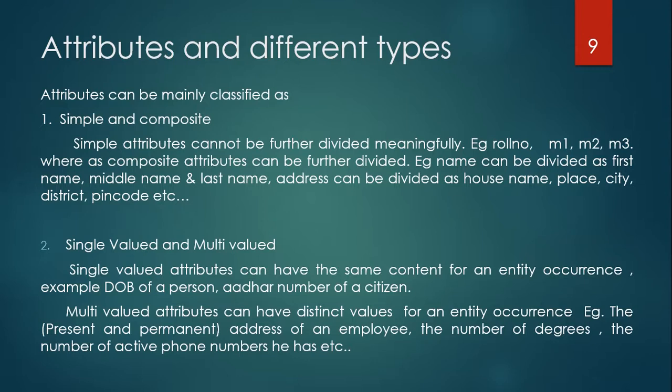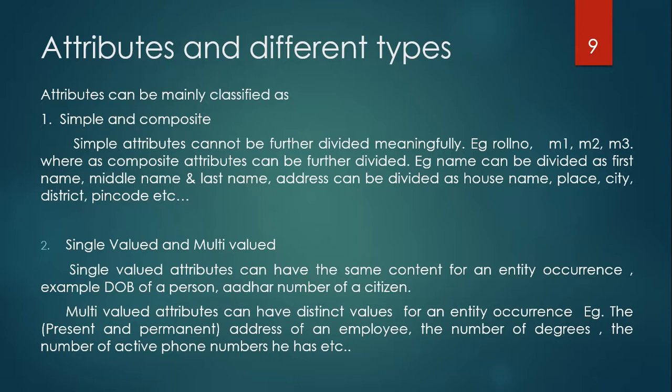Whereas composite attributes can be further divided. So the second type of attribute is composite, which can be divided. Example, name. In foreign countries, the name can be divided into first name, middle name, and last name, etc. Usually in our concept also, the name can be divided into first name plus last name.